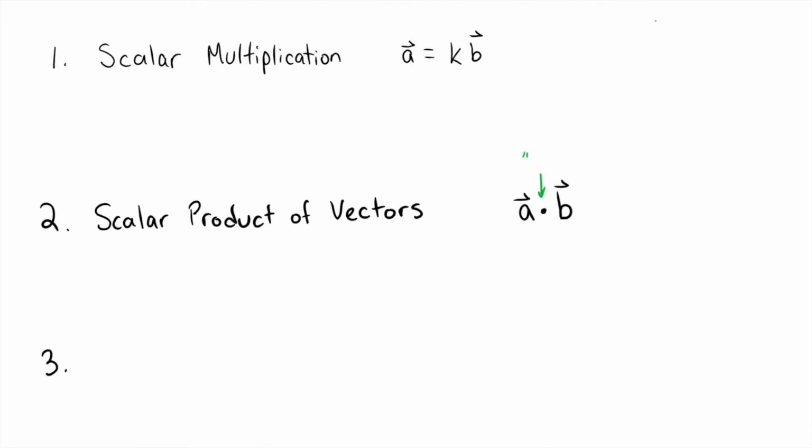So we would read that as dot. So the whole thing here would be A dot B. And that's one of the reasons why this type of multiplication is sometimes called the dot product.